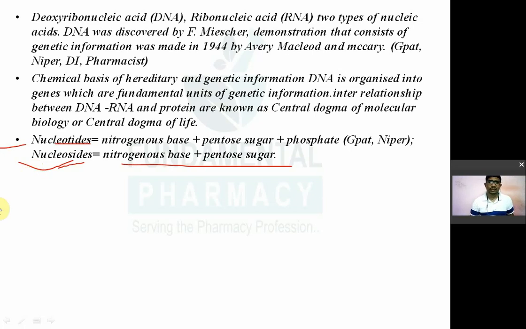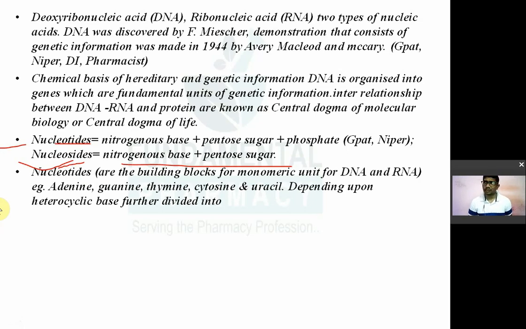All these nucleic acids are polymers of nucleotides. Your DNA is a polymer of deoxynucleotides and RNA is a polymer of ribonucleotides. DNA has deoxyribose sugar, which is a pentose sugar, and in RNA it is ribose sugar. There is only one difference, a hydroxyl group. I will explain in the upcoming slide. Nucleotides are the monomers, the repeating building blocks for DNA and RNA.